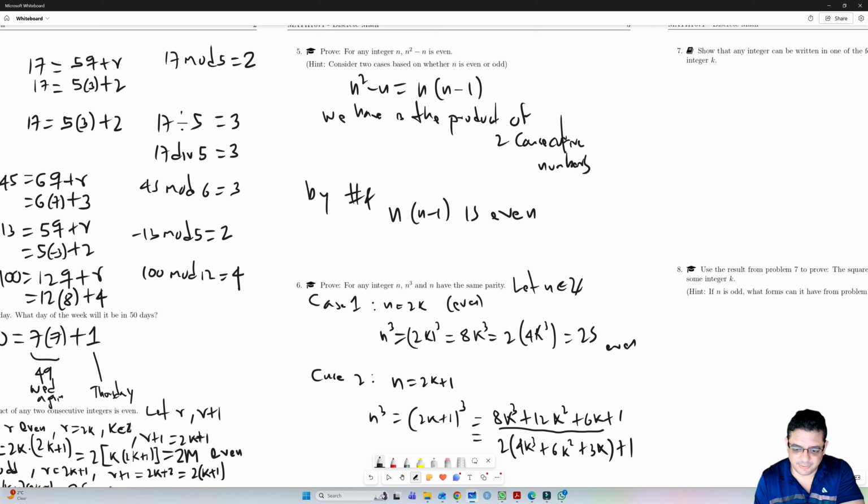And so notice that this is just twice some number m plus 1. And so this is going to be odd, and this is odd as well. So they have the same parity. And then we just find out they have the same parity.